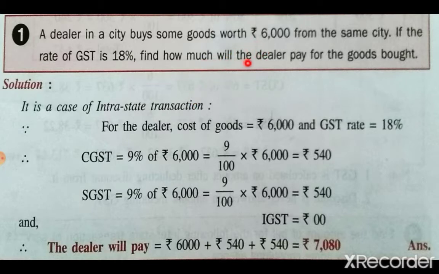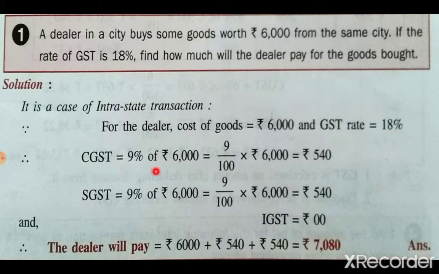Find how much the dealer will pay for the goods bought. That will be the total amount the dealer will pay. You can see the solution here. It is a case of intrastate transaction. For the dealer, cost of goods is rupees 6,000. GST rate is 18%, so it will be 9 and 9 as CGST and SGST.